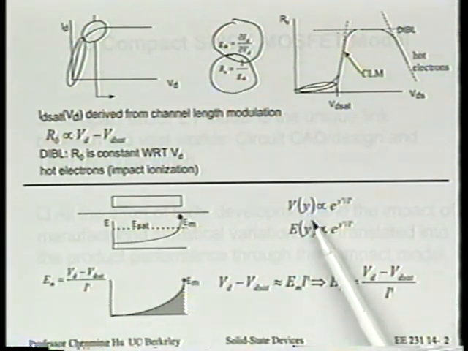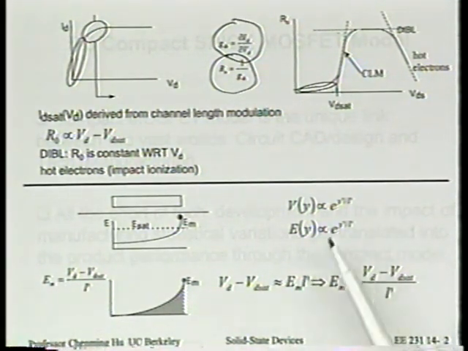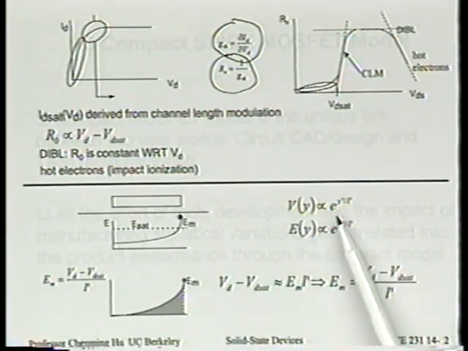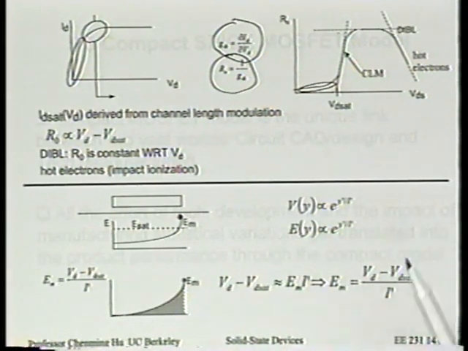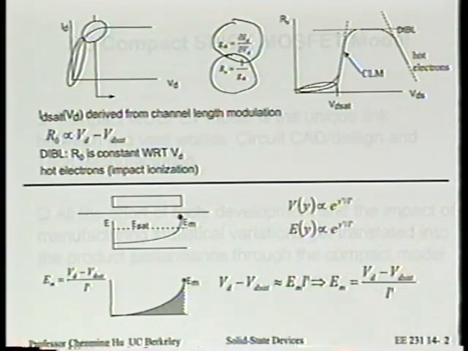The thing to remember is that electric potential increases exponentially with y prime. You remember y prime equal to 0 is the beginning of the pinch-off region. Is that right? So from there, it increases exponentially. It actually increases according to hyperbolic sine, but today, for simplicity, let's just say it increases exponentially with the characteristic length L prime. Is that okay?